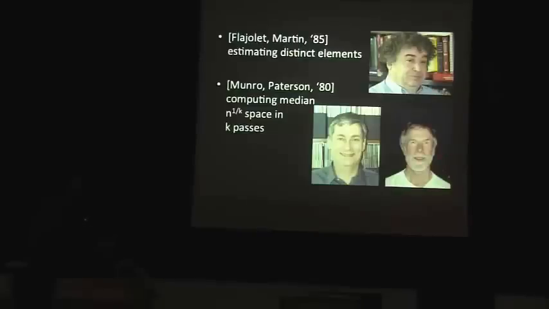Another piece of work back in 1980 was by Munro and Paterson, and they looked at the problem of how much space you need in order to compute the median. So you have a data set of size n, you have only a small amount of space, you can make a few passes over the data. If you're allowed k passes, how much space do you need to actually compute the median? And they found a very tight answer for this question. It turns out that if you're allowed to make k passes, you can do it using something like n to the 1 over k space. Okay, and these algorithms, as I said, were developed very early on, even before this model was really formalized.